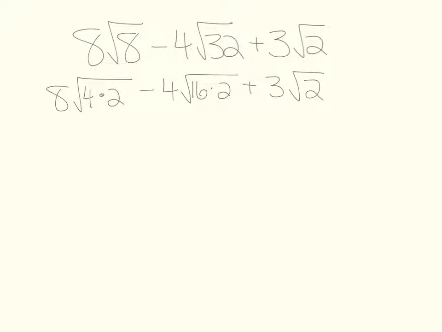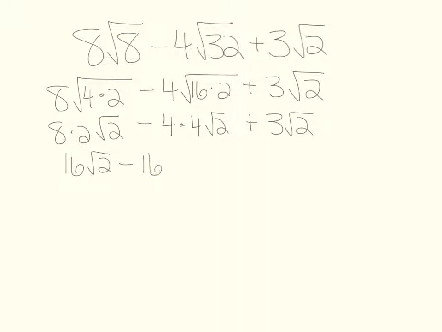So square root of 2, can't simplify. So now we keep cleaning up. The square root of 4 is 2, square root of 2 is stuck. Minus 4, square root of 16 is 4, square root of 2 is stuck. Still can't do anything over here yet. Then I get 16 root 2 minus 16 root 2 plus 3 root 2. Well, 16 root 2 minus 16 root 2, gone. That became 0. And I'm left with 3 times the square root of 2.